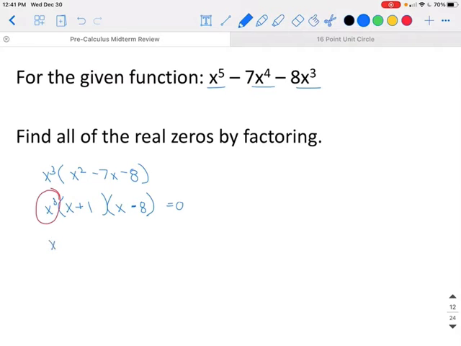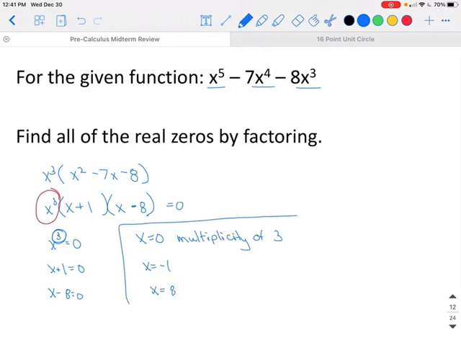So we know that x to the third is equal to 0. We know x plus 1 is equal to 0, and we know that x minus 8 is equal to 0. If we solve each of these, the first one will just be x is equal to 0, but because it is cubed, we know it's happening 3 times, so we know it has a multiplicity of 3. The next one, if we solve for x, we're going to get x is equal to negative 1, and the last one we will get is x is equal to positive 8.